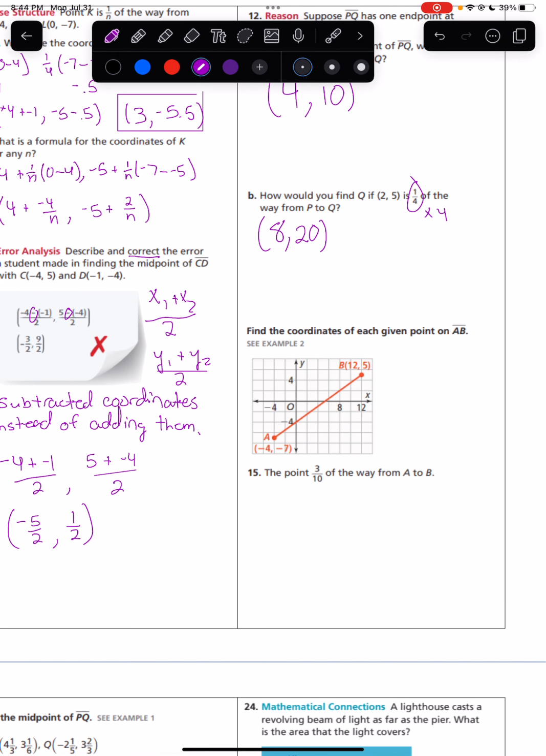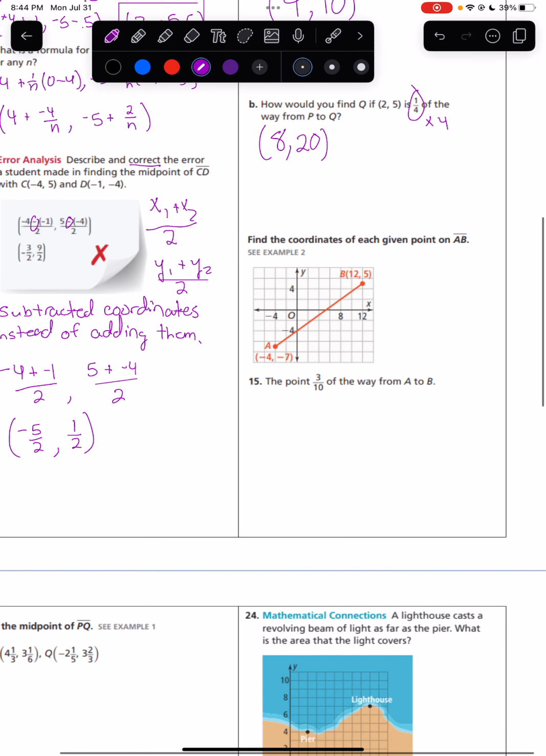Then we've got number 15. We want to find the coordinates of each given point on line AB. We want to find the point 3/10 of the way from A to B. So if we're doing 3/10 of the way, we have to find 3/10 of the difference between our x-coordinates and our y-coordinates. When it says from A to B, that's really important, because that means we're going to take B minus A to get our difference.